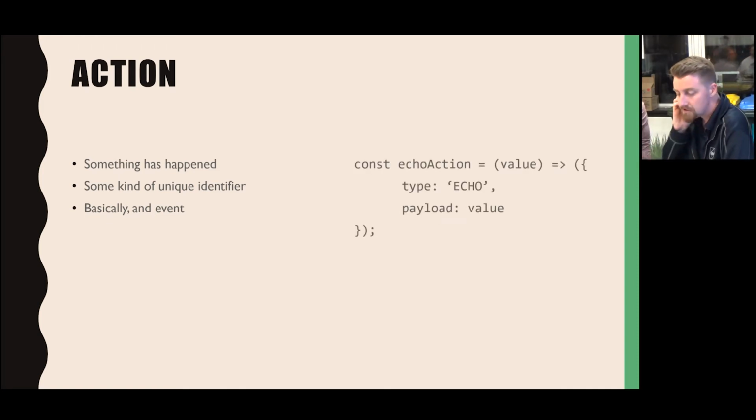So this is what an action would look like. It's a simple object. This is a function that's an action creator. We invoke this function, we provide a value. We have a type of this action. In this case, the type is echo. And then we have a payload, so some data that was provided to this action creator, or that this action is providing to the reducers.